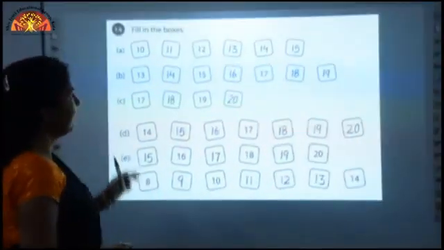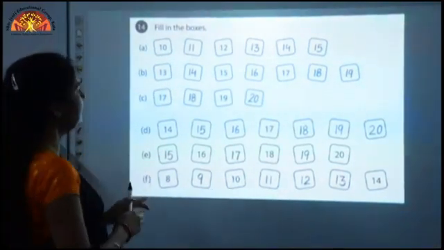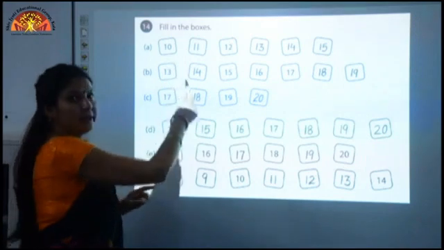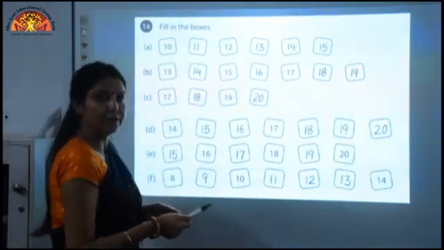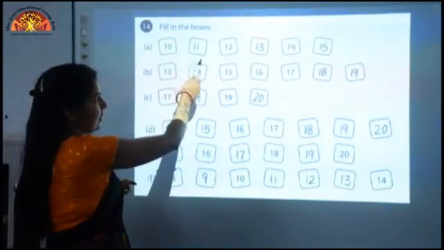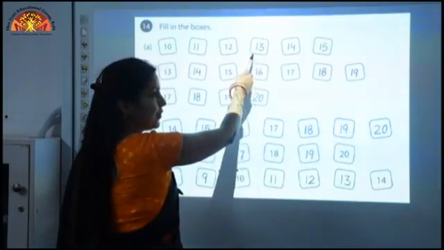Now fill in the boxes. Children, you have to fill the boxes according to the counting. Counting is given here. 10 is already written. You have to write the after number of 10. You know what is the after number? After 10 we will write 11. 12 is written, then after 12 what will come?